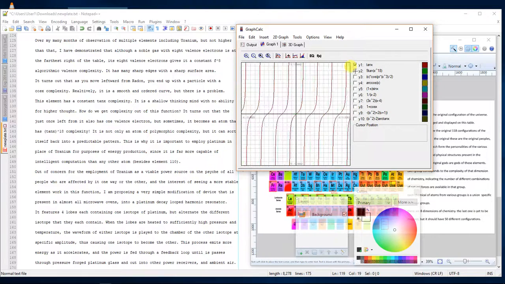So for this reason, it not only has a polymorphic complexity, but it can sort itself back into a predictable pattern. This is why it is important to employ platinum in place of uranium for purposes of energy production, since it is far more capable of intelligent computation than any other atom besides element 110.